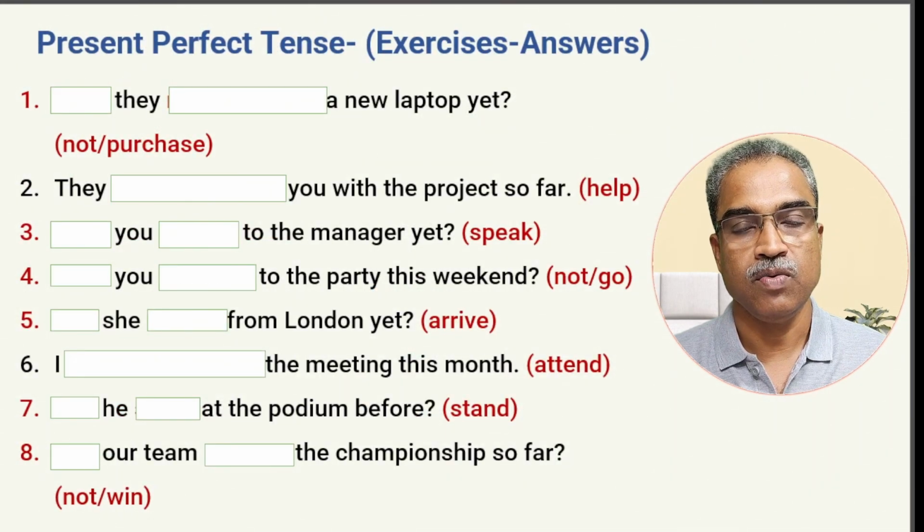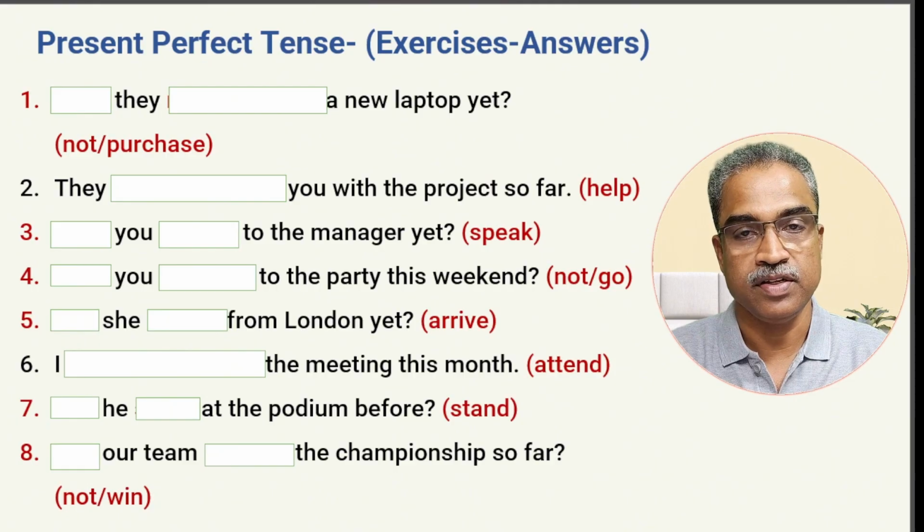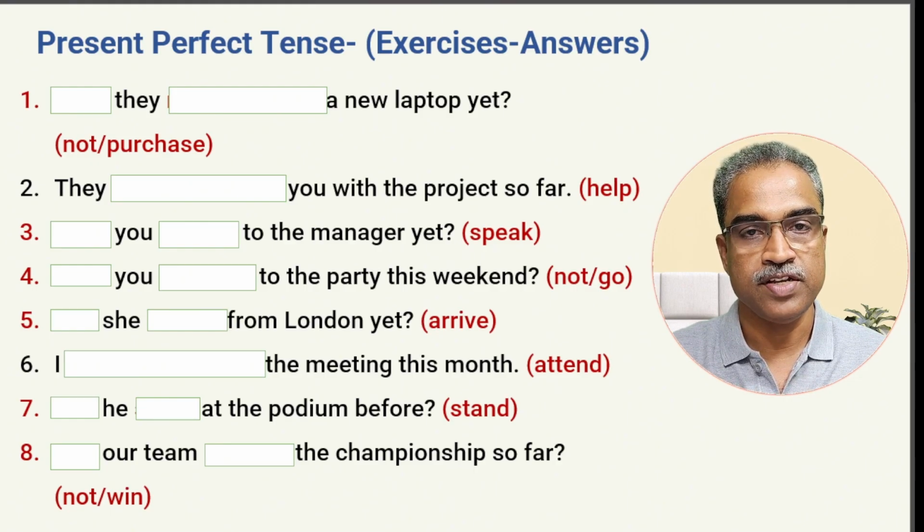Now let us wind up this lesson with some exercises. This is present perfect we are doing. We have not negative, and there is a question mark, so naturally it is going to be a negative question, and the verb is purchase. So purchase, purchased, purchased. So V3 form we are supposed to use.